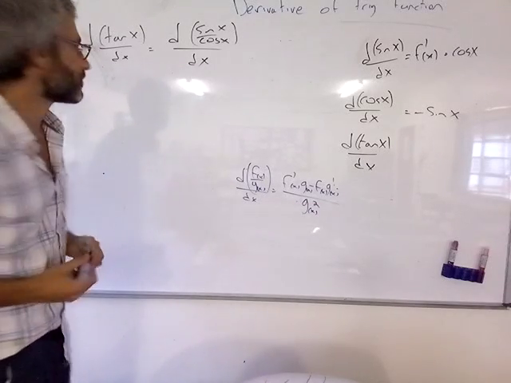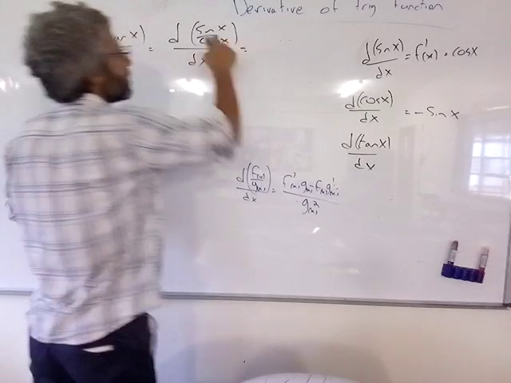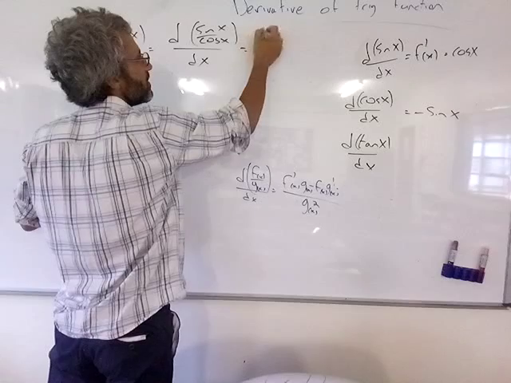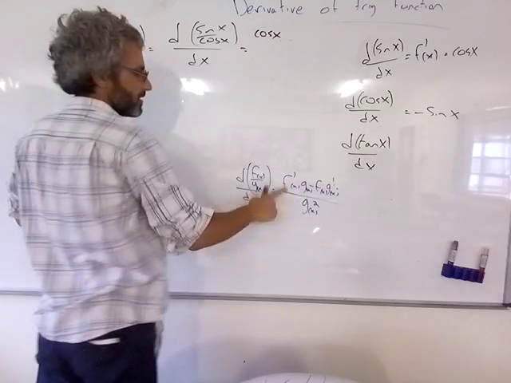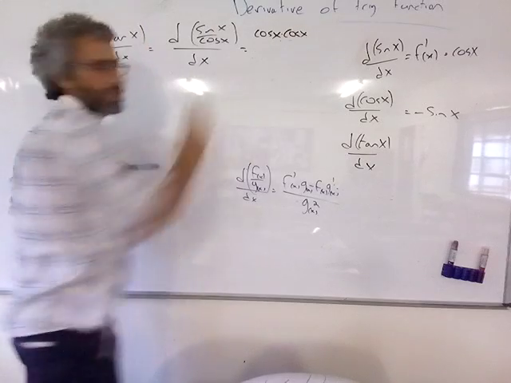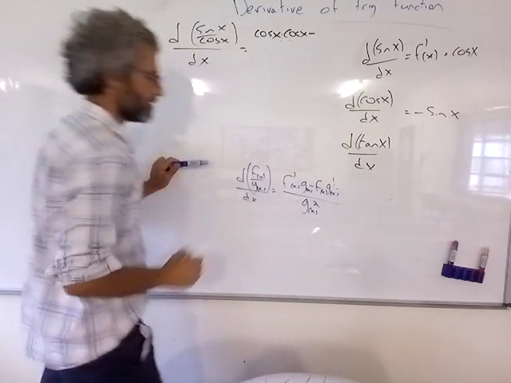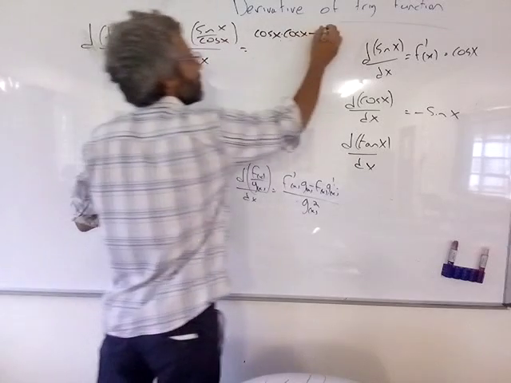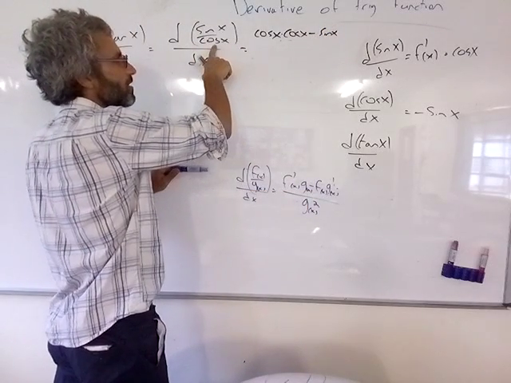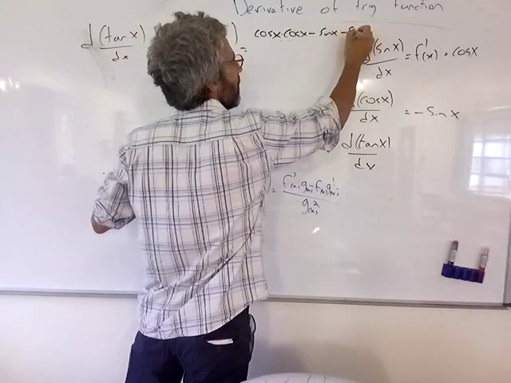Okay? So now I've got the f and I've got the g. So it tells me, alright, do the derivative of f. What's the derivative of sine? Cosine. Okay? Times g. Times cosine. So I've got cosine squared. Okay? Then it tells me minus. Now just take f, which is sine, and times the derivative of g. What is the derivative of cosine? It's minus sine. So times minus sine x.